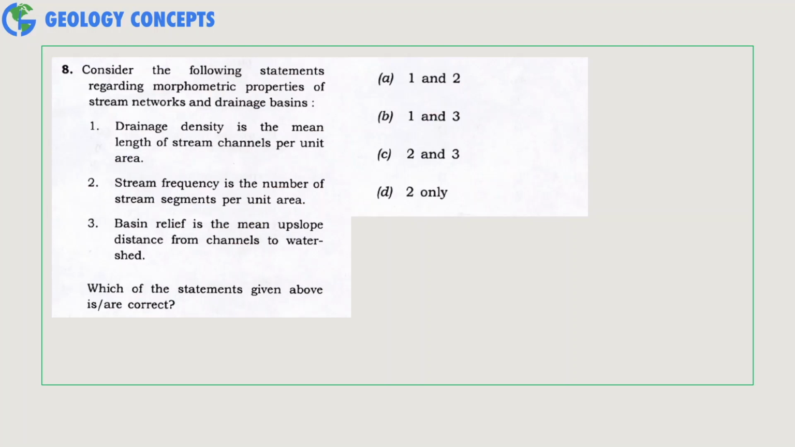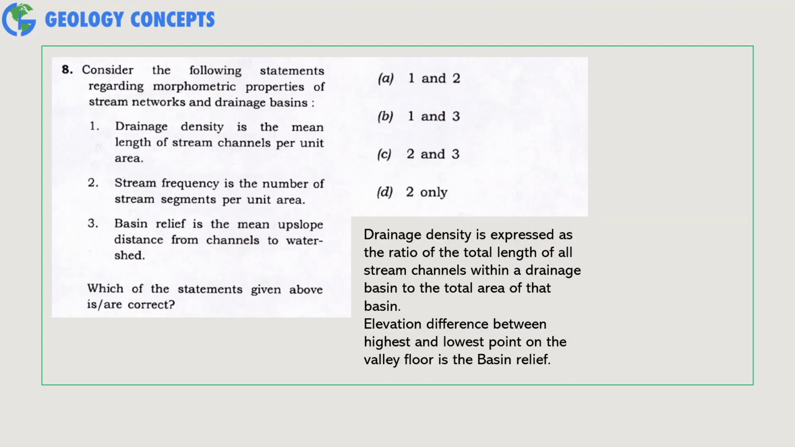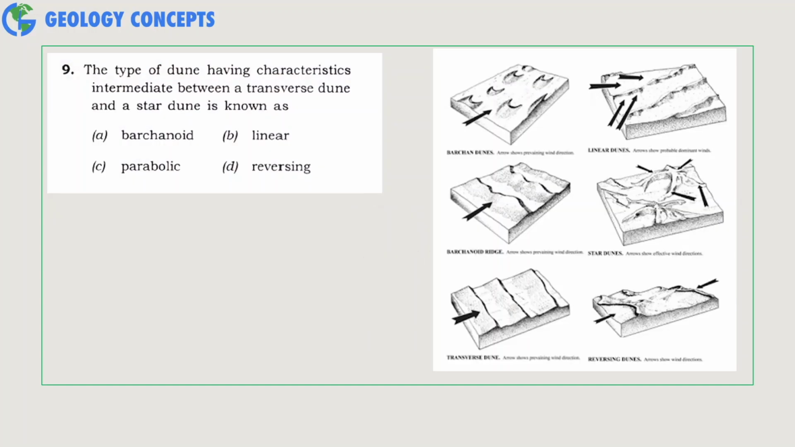Okay, so drainage density is expressed as the ratio of total length of all the stream channels within a drainage basin to the total area of the basin. Hence, statement 1 here is wrong. The elevation difference between the highest and the lowest point on the valley floor is the basin relief. So statement 3 is also wrong. Statement 2 is correct, as stream frequency is defined as the number of stream segments per unit area. Hence, here option D is the only correct answer.